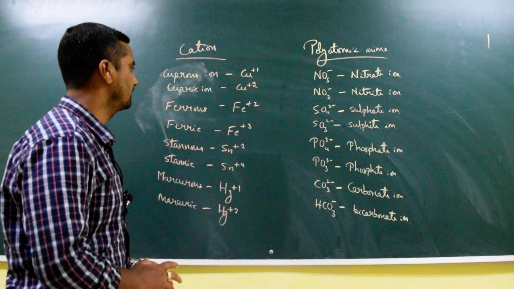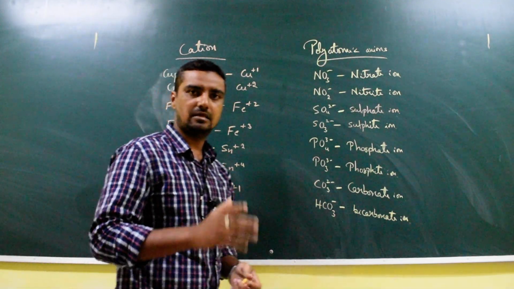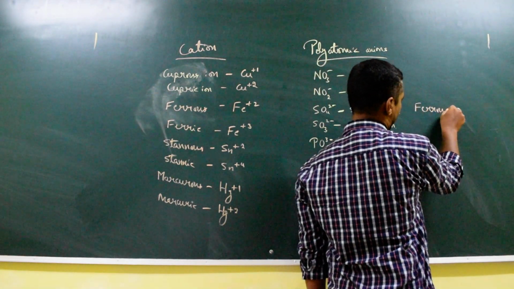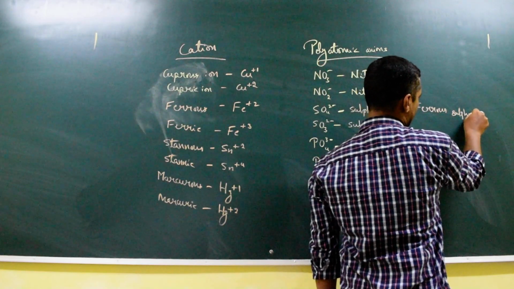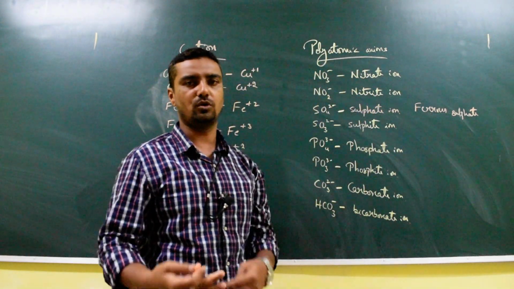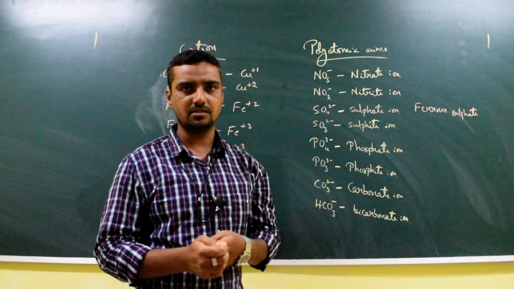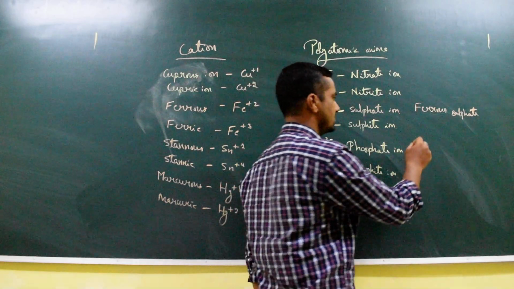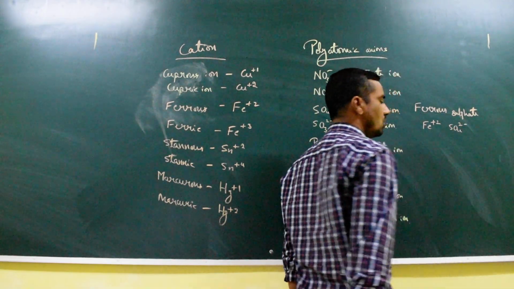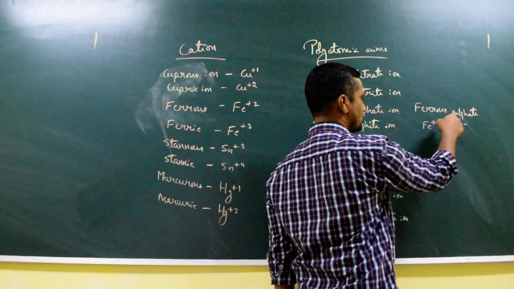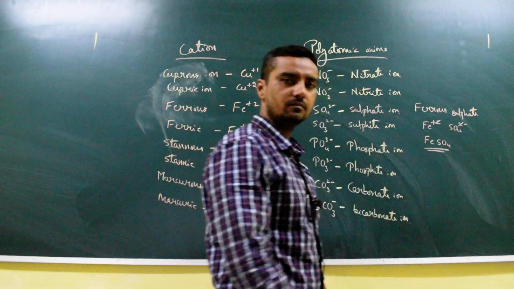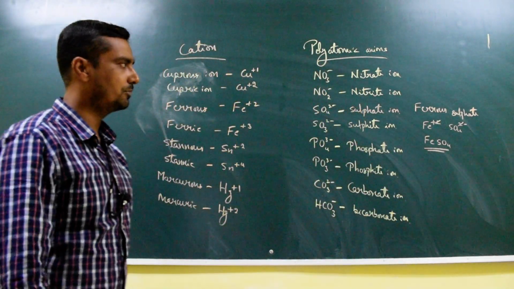For example, ferrous sulfate, right? I will tell you how to write the name. This is ferrous sulfate. Ferrous is always the lower oxidation state. The lower oxidation state ends with "ous". If it is ferric, it is the higher oxidation state. So ferrous is Fe+2. Sulfate is nothing but SO4 2 minus. So +2 and -2 get cancelled. The formula of this compound is FeSO4, ferrous sulfate, right?